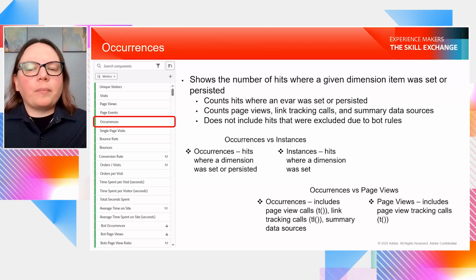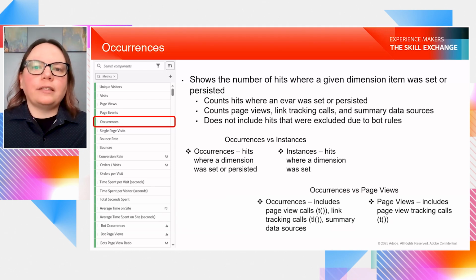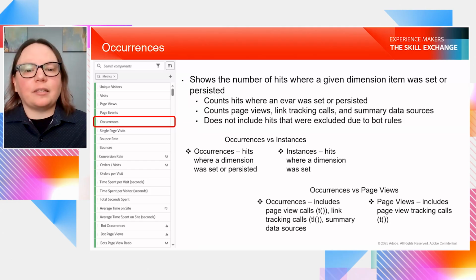We can also compare occurrences to page views, where page views capture only the page view tracking call. Occurrences capture page views, but also all of the different types of custom links. So occurrences captures a lot of different information.